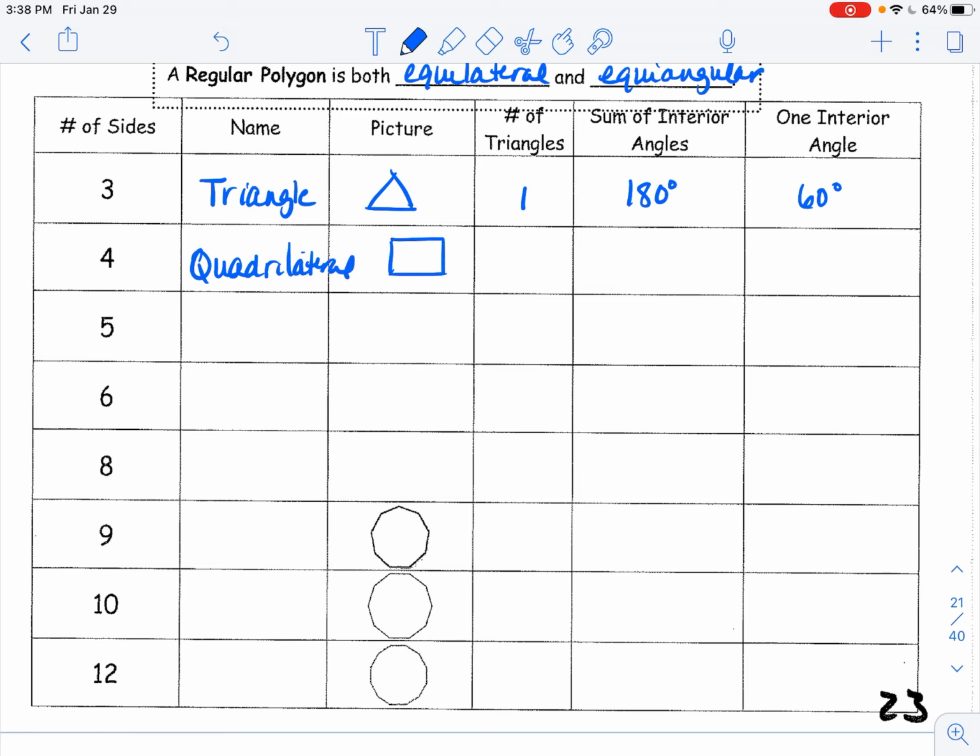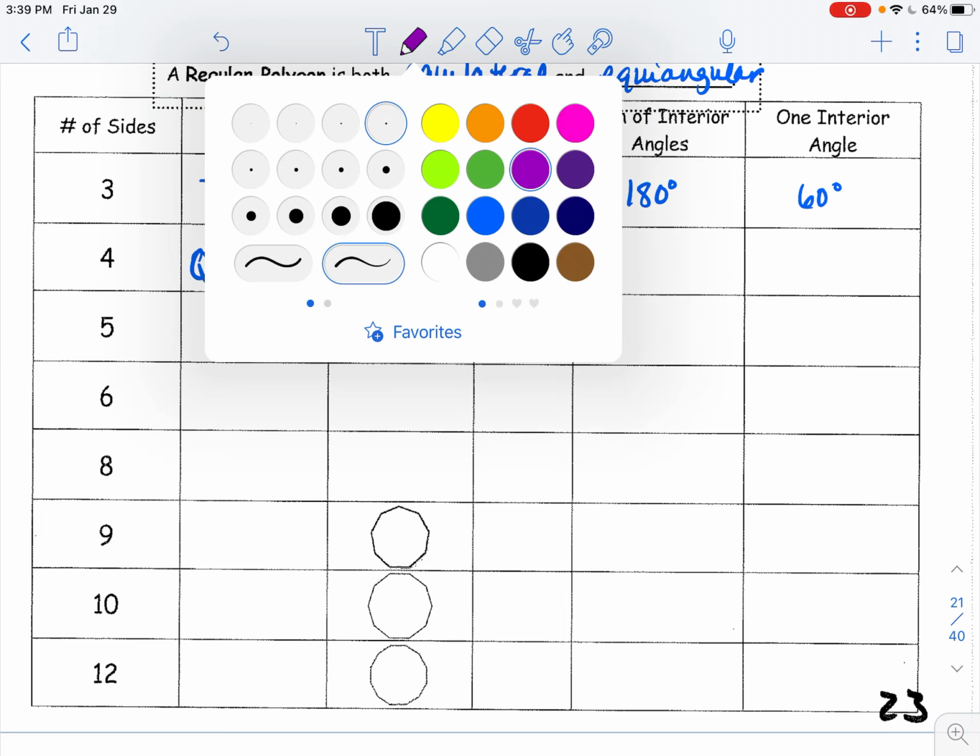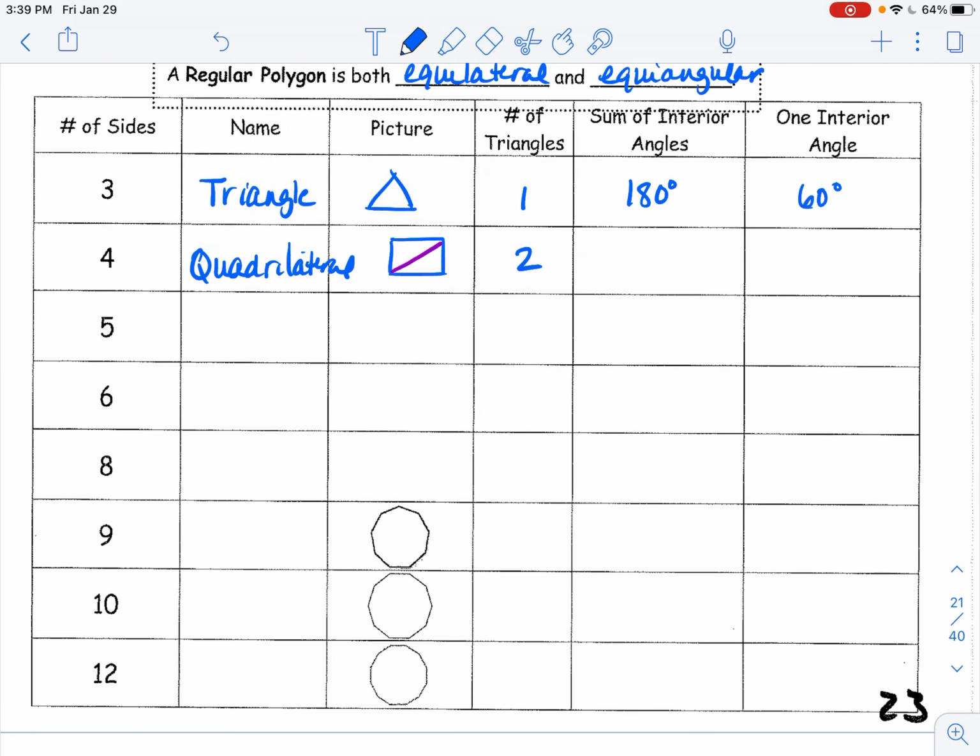Okay, if you have 4 sides, of course, you have a quadrilateral, a 4-sided figure, something like this. Now, how many triangles could we make in this guy? Well, if I connected the diagonals, I could make 2 separate triangles, one here and then one here. The sum of the interior angles: each of these triangles is 180 and I have 2 of them, so 180 times 2, or 360. And one interior angle would be 90 degrees on a regular figure.